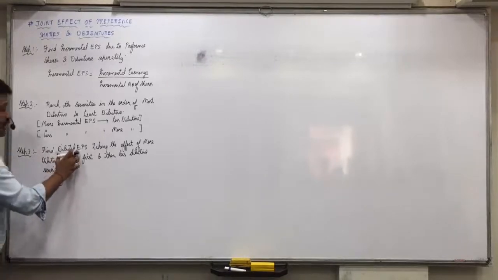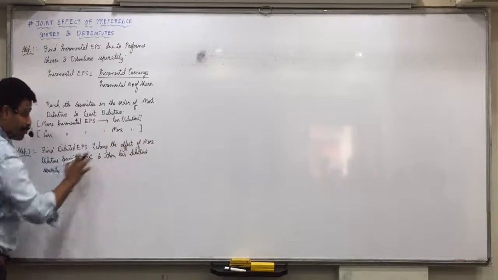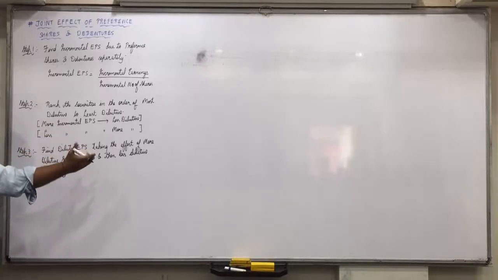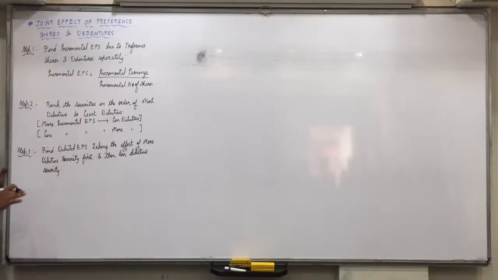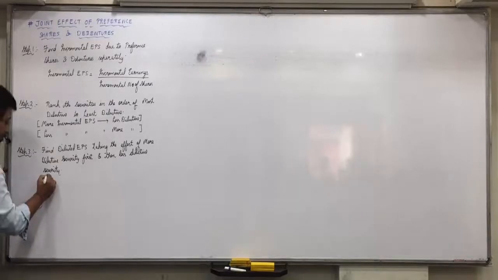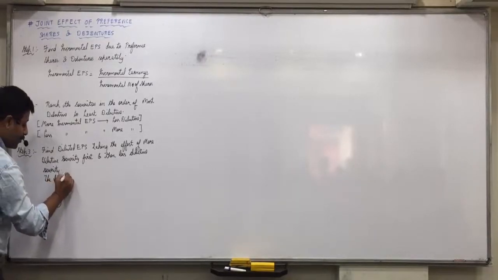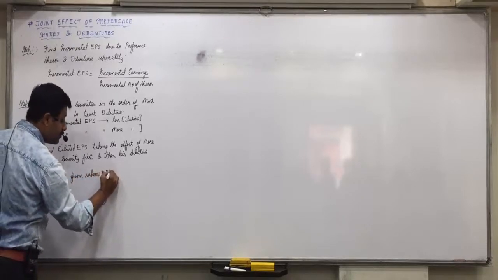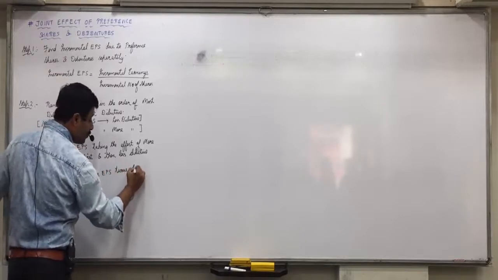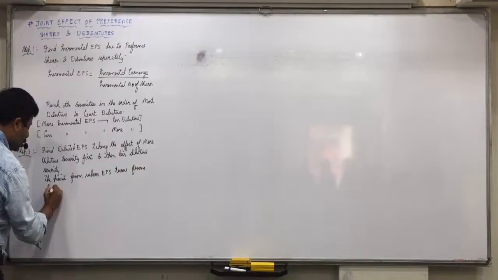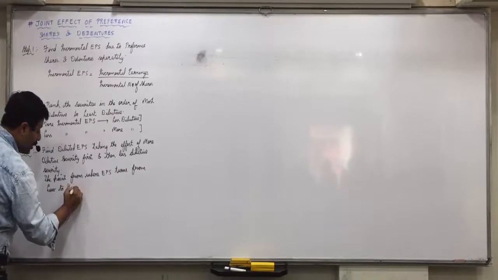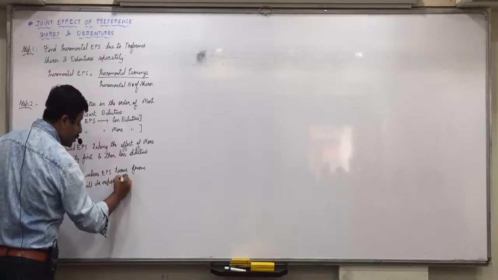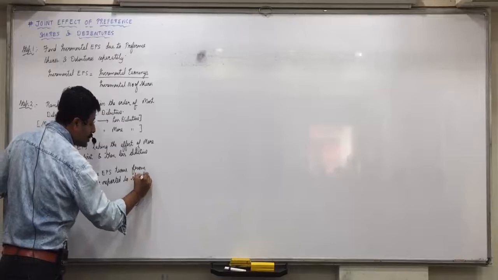So first we will find diluted EPS taking the effect of more dilutive security, which we have ranked here. Then again we will find diluted EPS taking the effect of less dilutive security. And the point from where EPS turns from low to high will be reported to shareholders. So did you understand the basic purpose of doing all this?